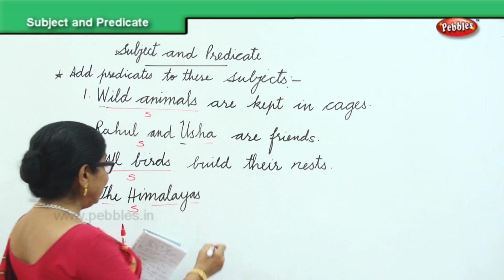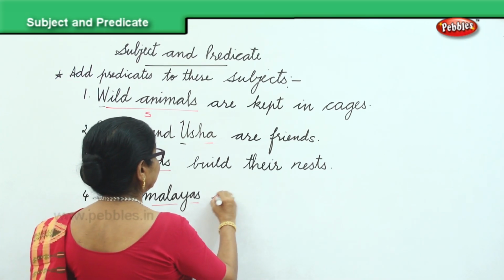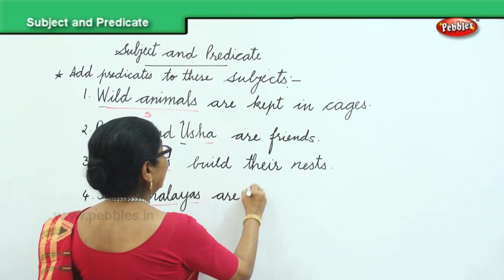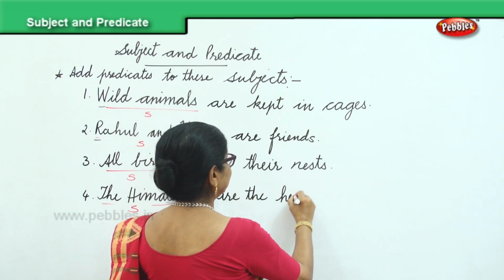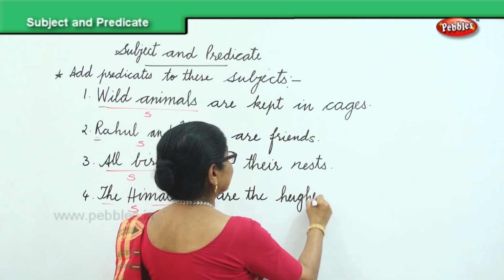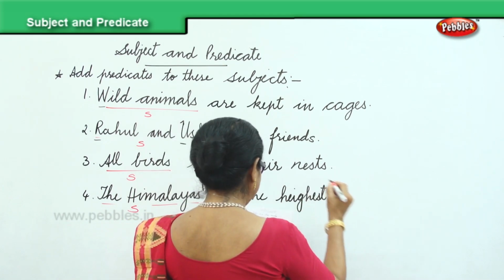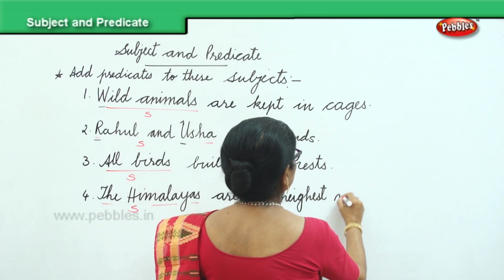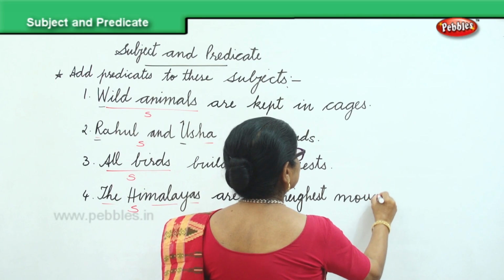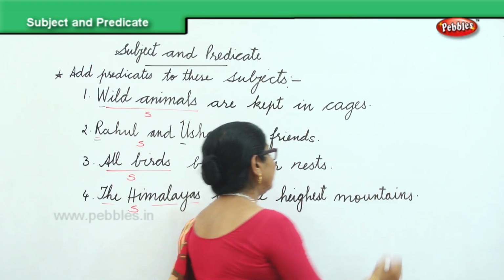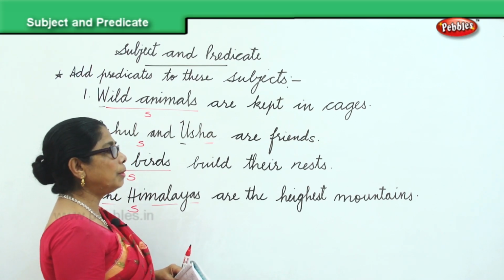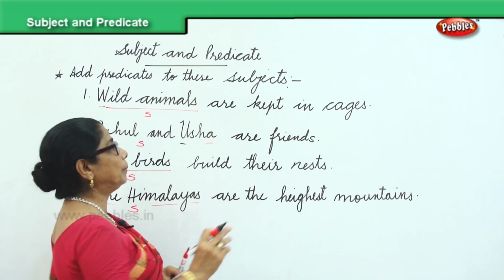So, the Himalayas are the highest mountain, full stop. So, are the highest mountain, we filled up, that is the predicate.